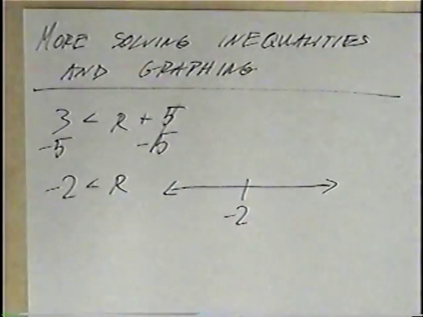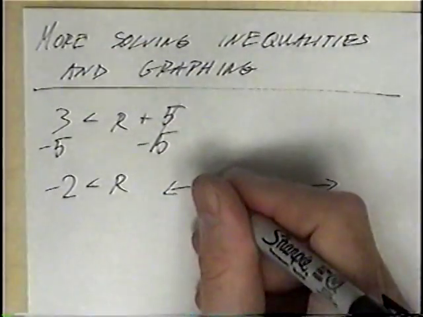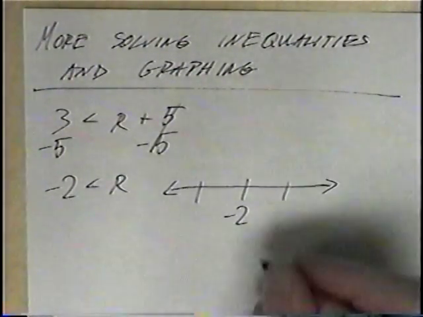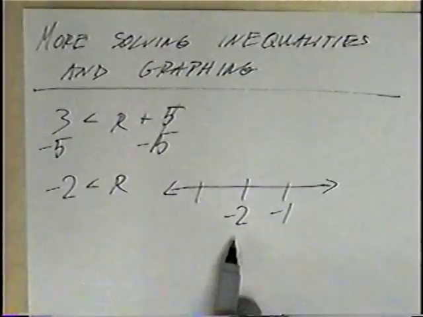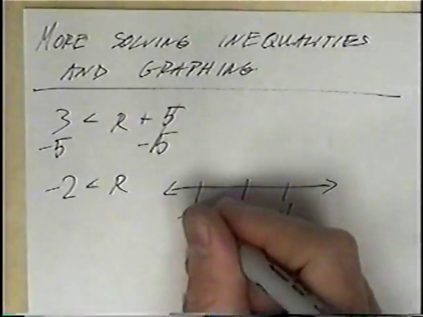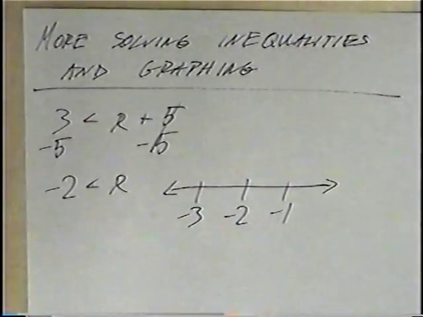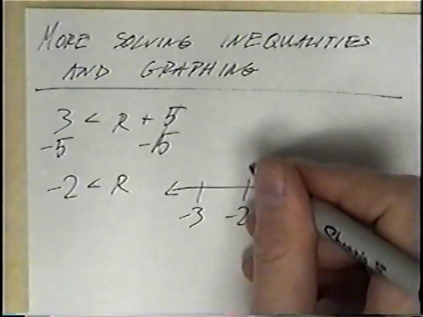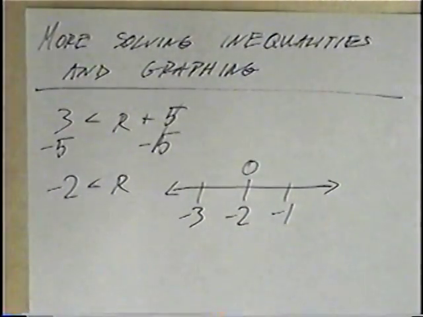-2 we'll put in the middle, and one number to the right and one number to the left. To the right of -2 would be -1, and to the left of -2 would be -3. We have 2 points, either open or closed. If it's just less than, there's no line on the bottom, it's not equal to. That is an open point.